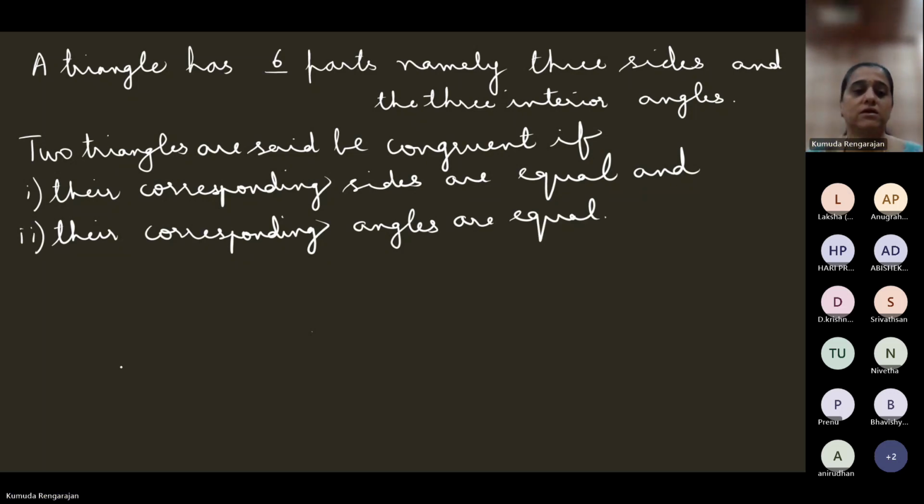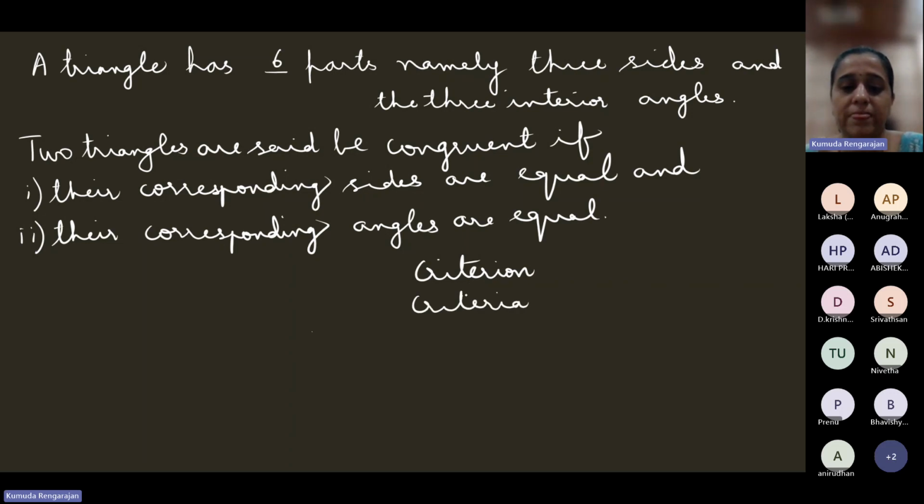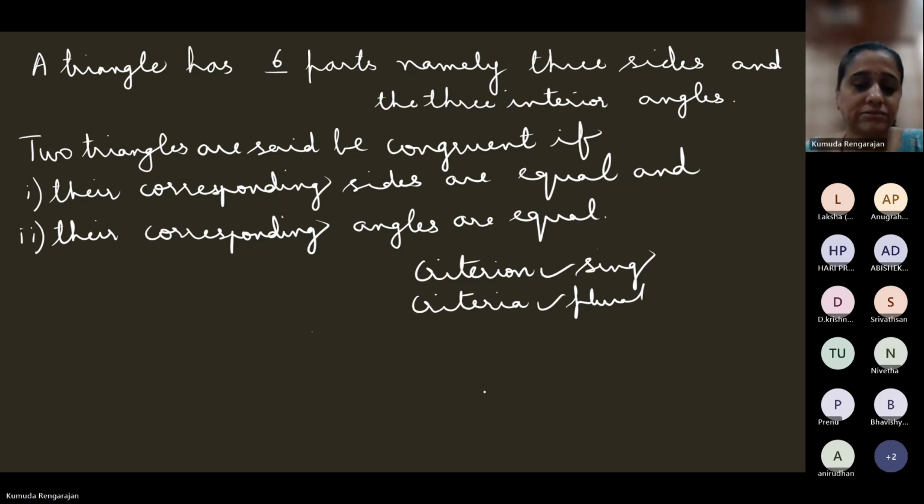So now we have 5 congruence criteria. Criterion is singular, criteria is plural. So we have 5 congruence criteria.